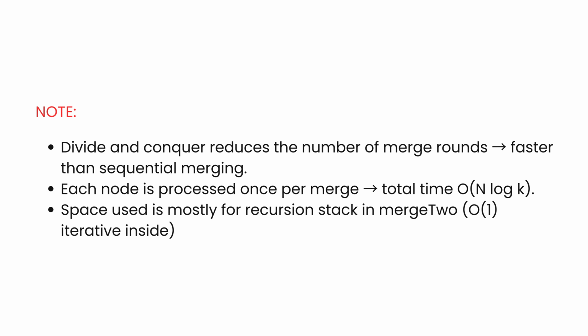Divide and conquer reduces the number of merge rounds, making it faster than sequential merging. Each node is processed once per merge, giving a total time complexity of O(n log k). Space used is mostly for the recursion stack in merge2, but the iterative implementation inside uses O(1) extra space.